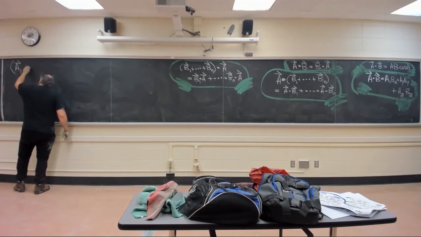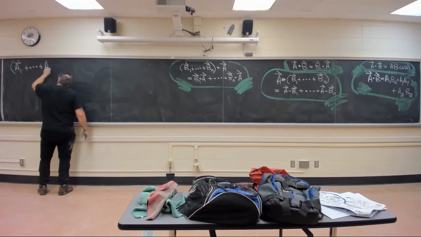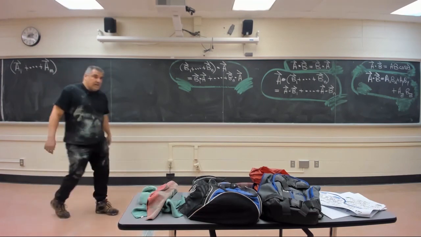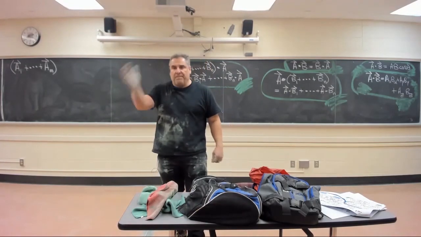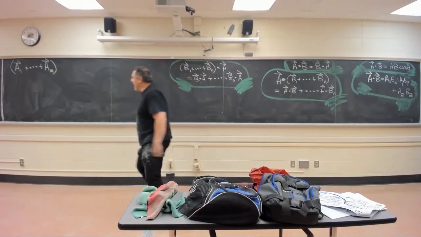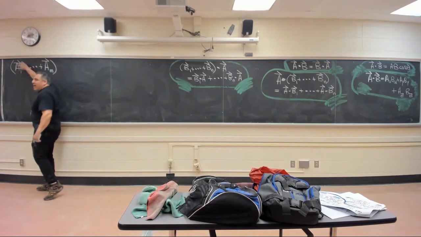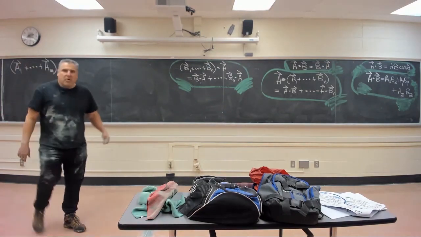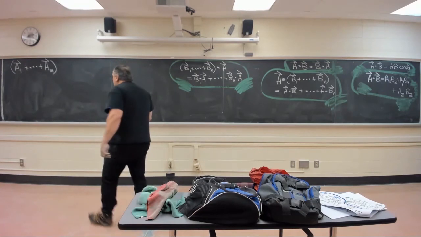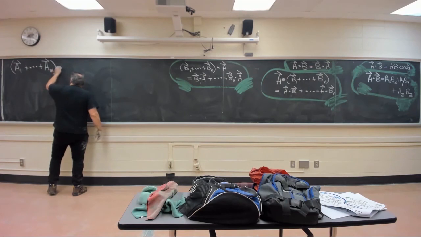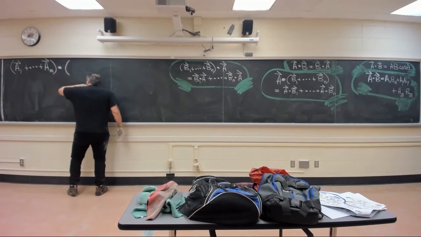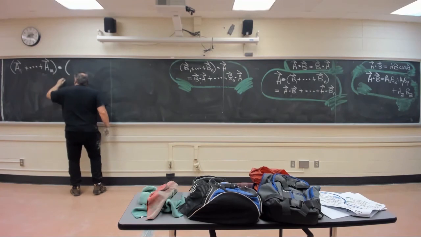A1 vector plus dot, dot, dot plus A sub m vector. What's m? It's any natural number that you want, from 1 all the way to infinity. If it's 1, it's just A1. But any natural number m. That's one big vector, guys. Don't let it scare you. We've been there.